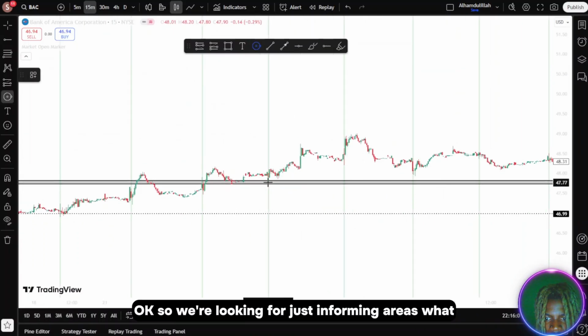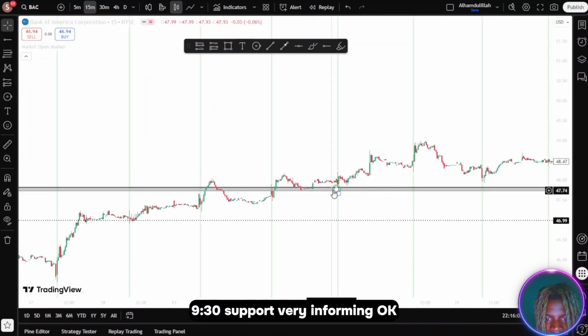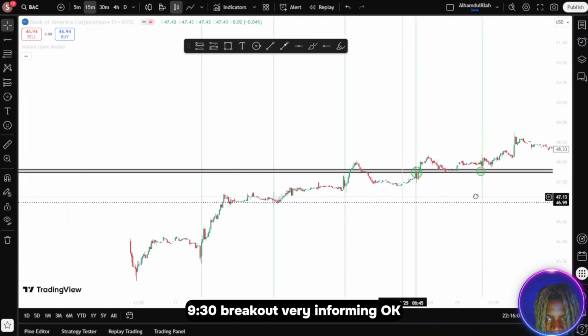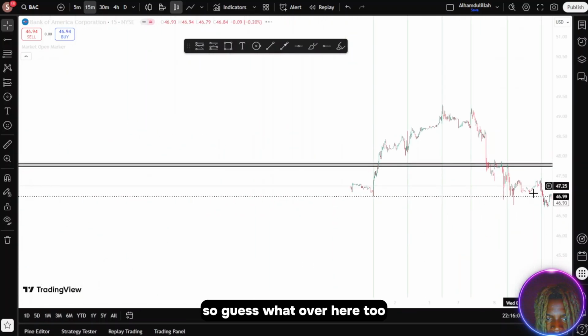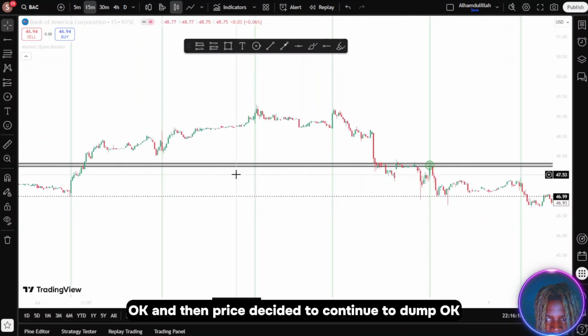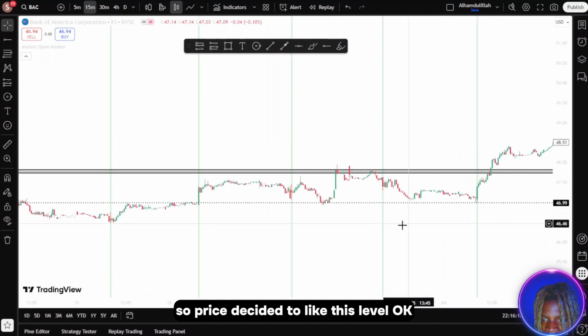So we're looking for informing areas. 930 support, very informing. 930 breakout, very informing. Guess what? Over here too, 930 resistance. And then price decided to continue to dump. So price decided to respect this level.